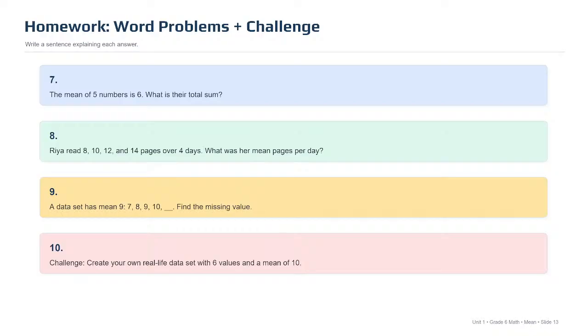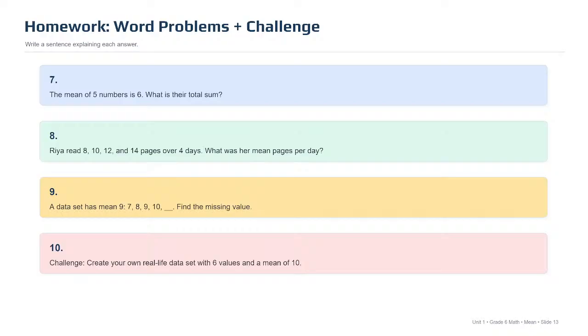There's more. Never mind, I was wrong. The mean of 5 numbers is 6. What was their total? Ria read 8, 10, 12, and 14 pages over 4 days. What was her mean pages per day? The dataset has mean 9: 7, 8, 9, 10. Find the missing value. Challenge: create your own real life dataset with 6 values and a mean of 10.